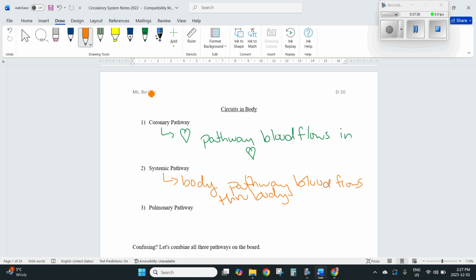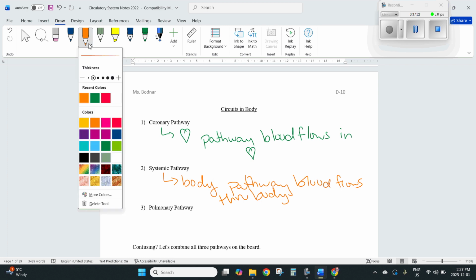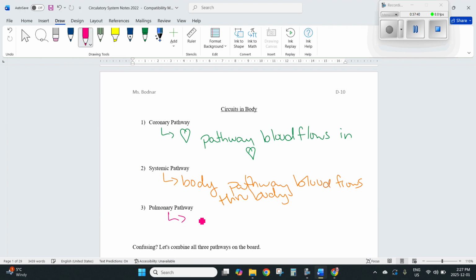And then I'm going to change my color one more time, and I guess I'll pick pink. Okay, pulmonary. We should know pulmonary means lungs. So this is talking about the pathway, blood flows to and from lungs. Pathways to and from lungs.